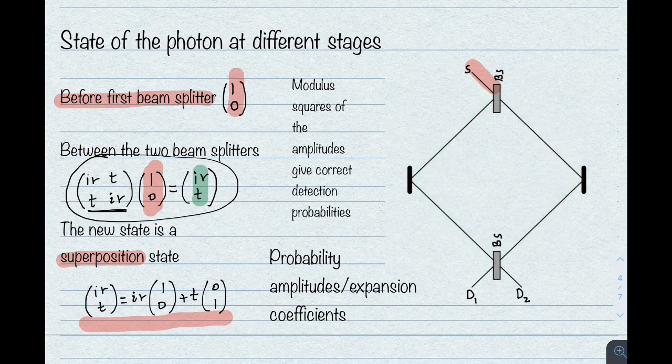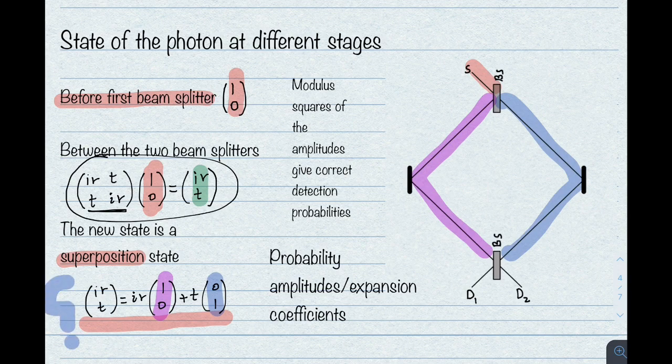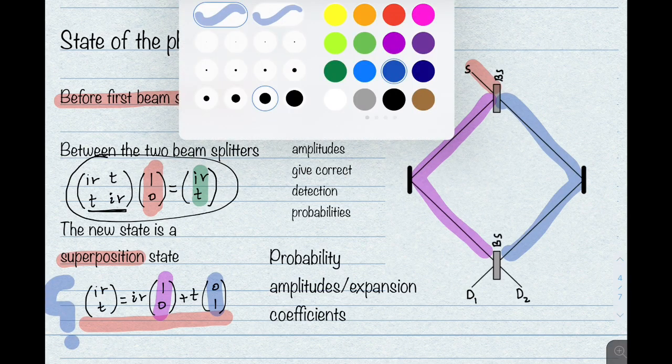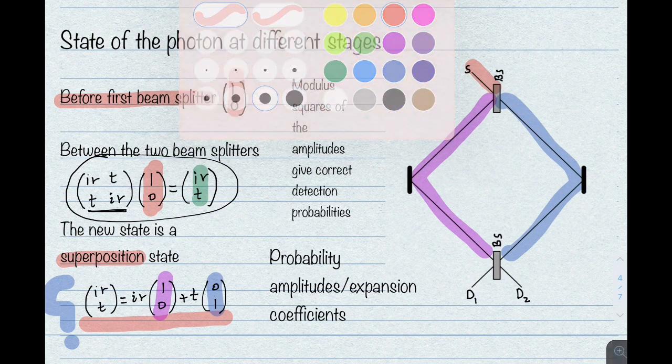|ψ⟩ equals ir times (1, 0) plus t times (0, 1). Here ir and t are the expansion coefficients. We know that the vector (1, 0) means that the photon is along this path, and the vector (0, 1) means that the photon is along this path. But where is the photon when the state is the combination of the two? You should have guessed by now that we cannot answer this question.